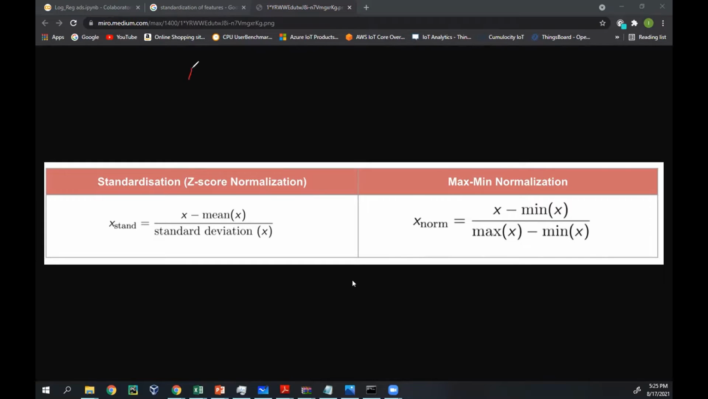So what was the age? Let's say we are working on the first age where the x value is 19. So that is 19 minus the mean of x, like on your x value, the age value, what is the mean age value we have? Let's say the mean age value is 36, 37, whatever it is. And that is divided by the standard deviation.